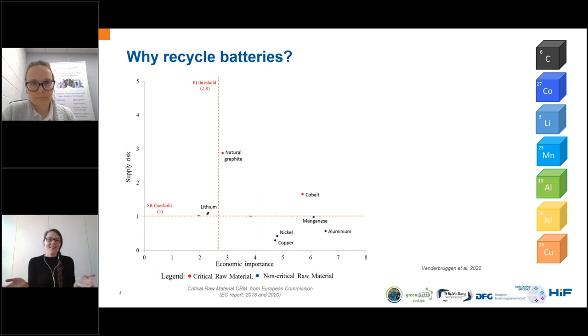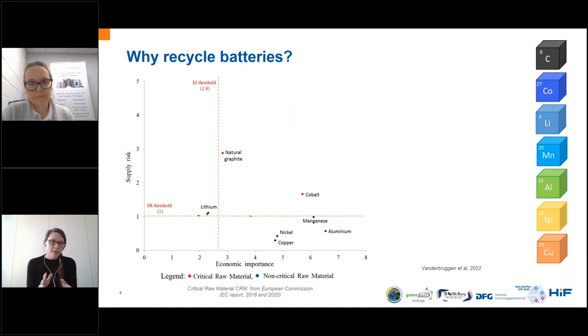Yeah, so why do we want to recycle the batteries? Maybe I don't need to ask these questions anymore because over the last months and years, it has become more prominent, also with electric vehicles and everything, that we really need to recycle the batteries in order to recover all of the valuable metals that are inside a battery.